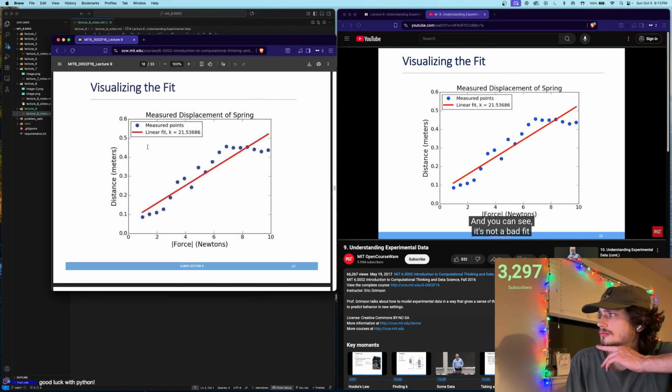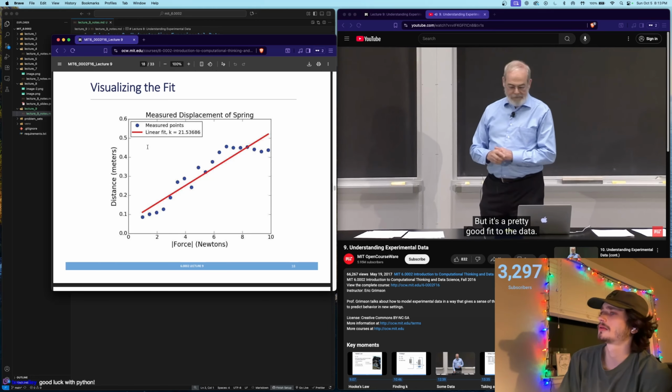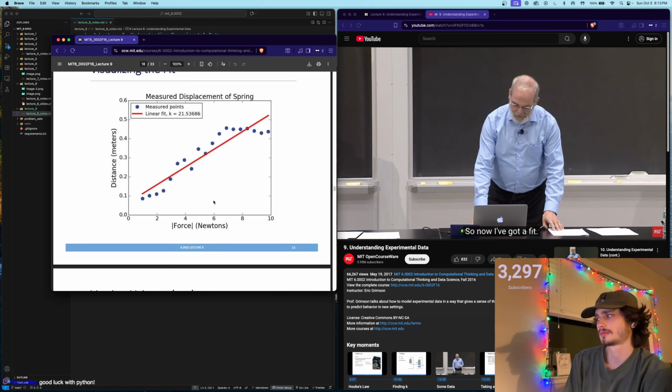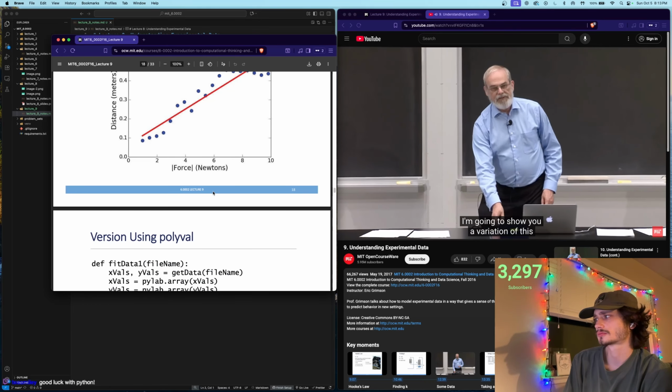And you can see it's not a bad fit to a line through that data. Again, there's still something funky going on over here that we're going to come back to, but it's a pretty good fit for the data. Not bad. Great. So now I've got a fit. I'm going to show you a variation of this that we're going to use in a second.